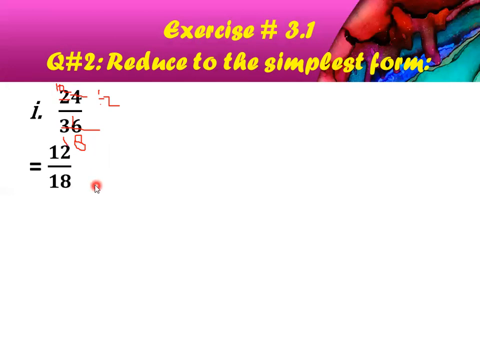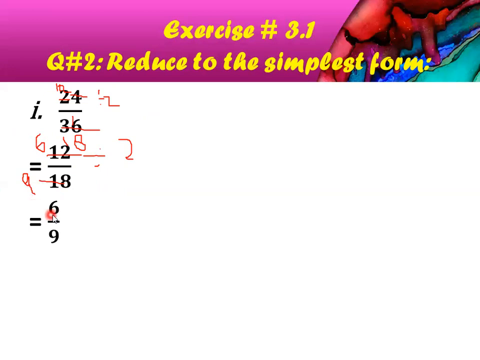Now you have to divide 12 and 18 again with any one number. As you can see, 12 and 18 can be divided again with 2. So simply you will divide this 12 and 18 again with 2. I will write 2 into 6 is 12 and 2 into 9 will be 18. Now I'm going to write it down in the next step, 6 upon 9.